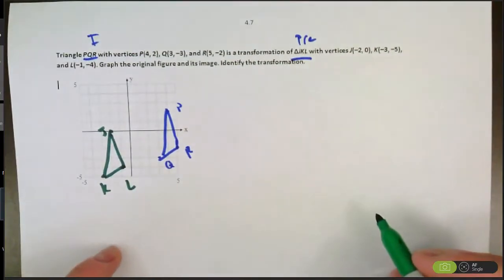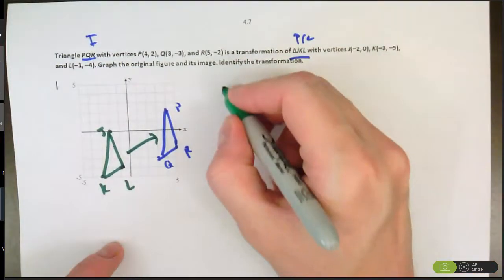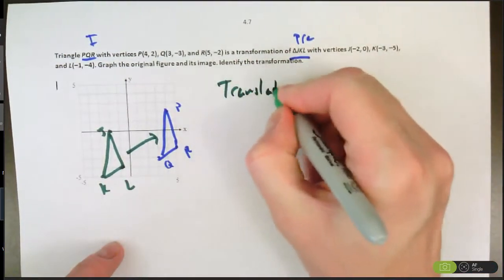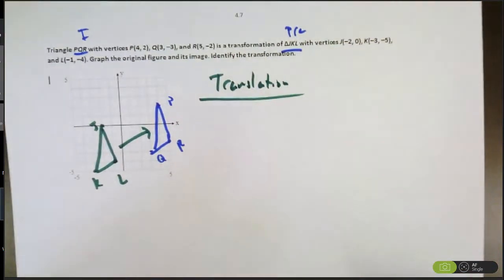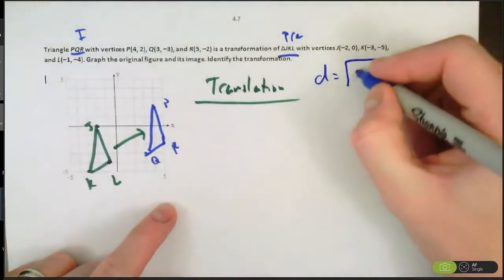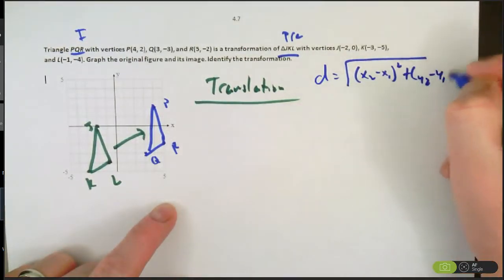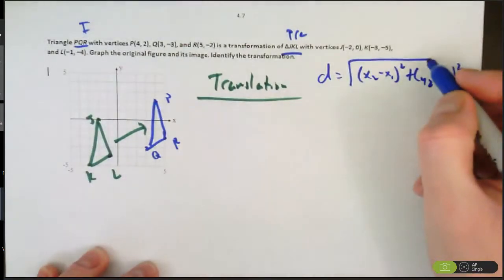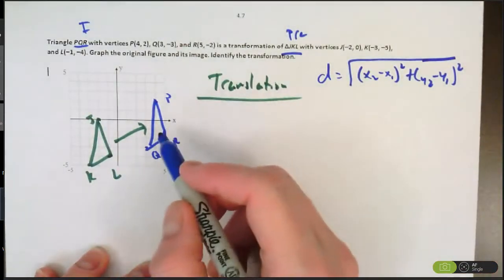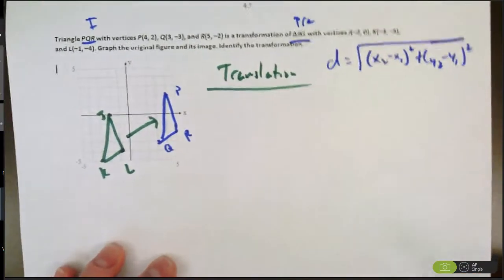And the question you're supposed to answer is, what type of transformation is this? And hopefully it's kind of obvious. It's a translation. Now what we're going to do next is use the distance formula to prove that this is actually a congruence transformation, or an isometry is the term for it.